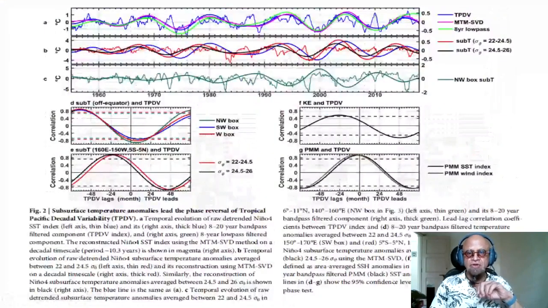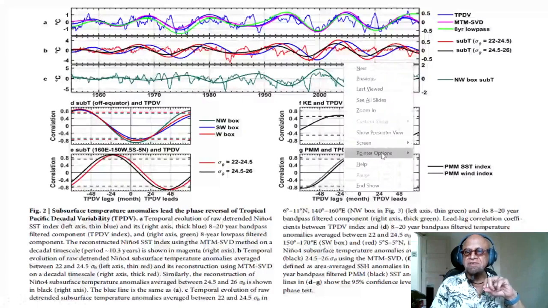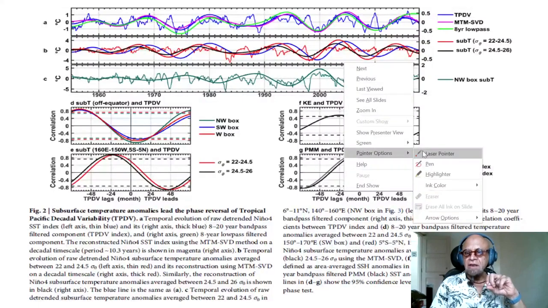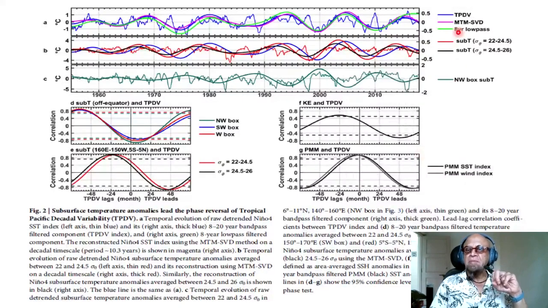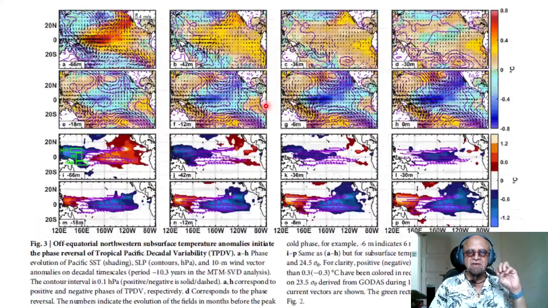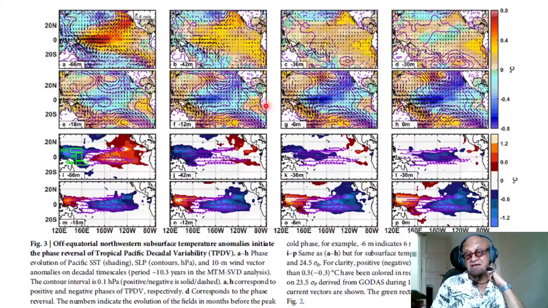So we were looking at this figure which does some statistical analysis like correlations and multi-taper method SVD, which is some detail that I'm not going to get into, but basically these are smart people. Manu Di Lorenzo is an author on this paper as well, so I really like the guy. He's a cool guy and he's a very smart guy as well. This is about off-equatorial northwestern subsurface temperature anomalies that initiate the phase reversal of tropical Pacific decadal variability.